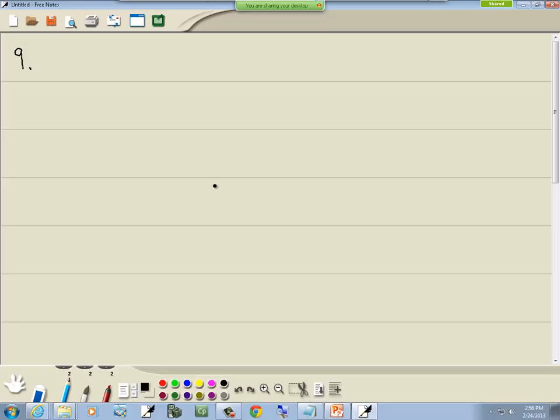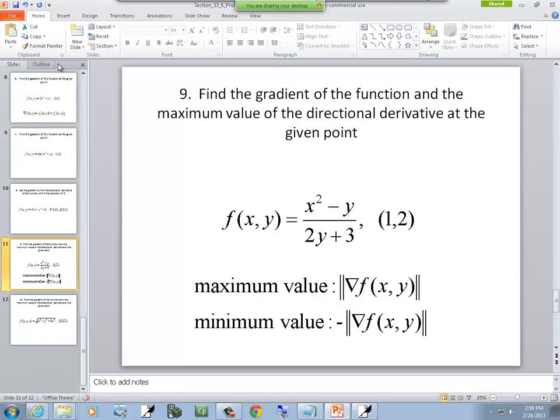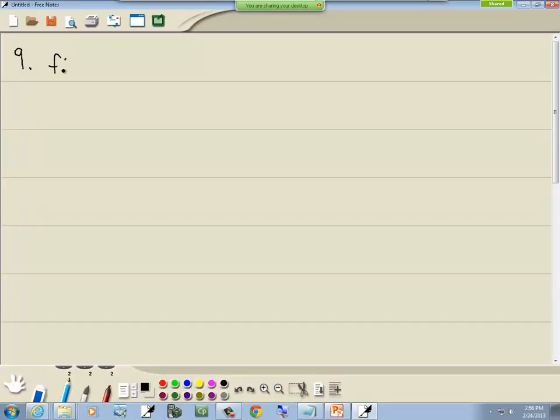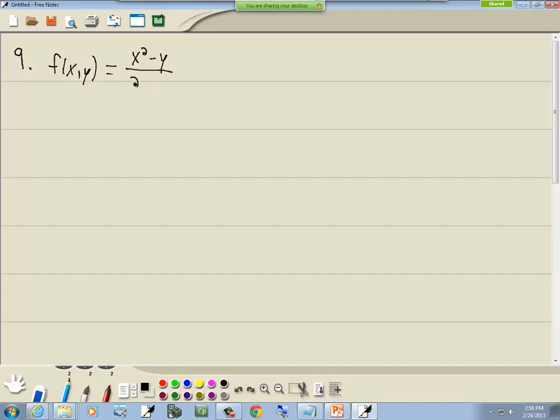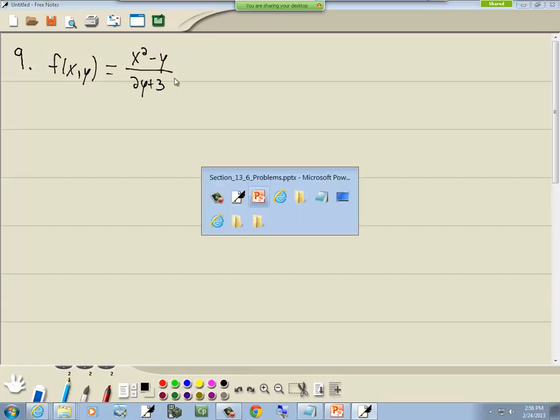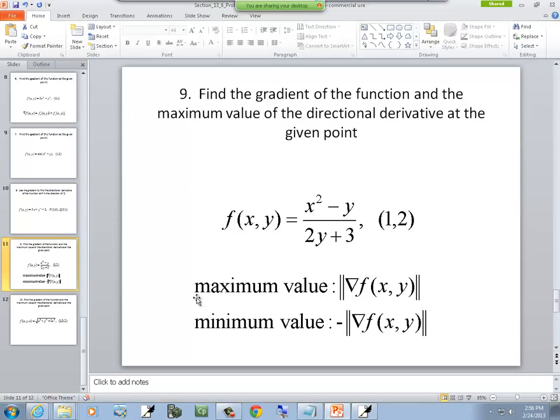Okay, so f of x, y equals (x squared minus y) over (2y plus 3). This will give us a maximum value. The gradient gives us the direction of the maximum value or minimum value. So first, find the gradient of the function.